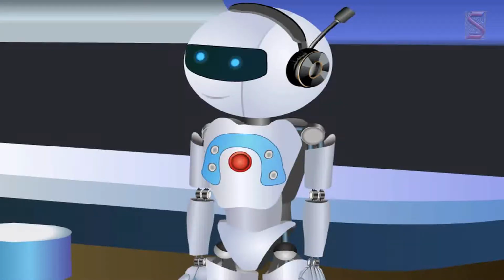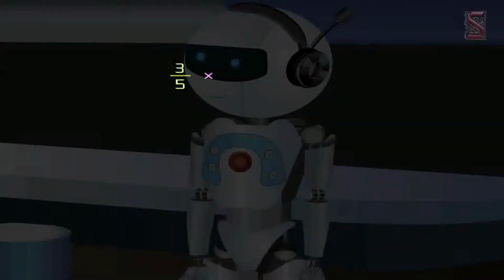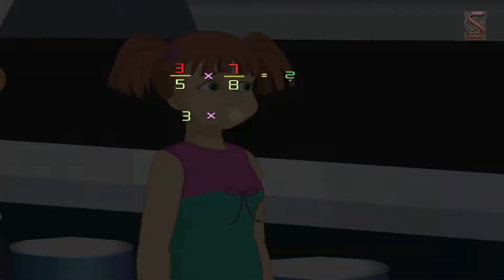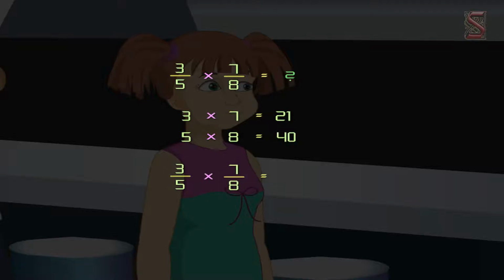Here are some more examples of how to solve when a fraction is multiplied with another fraction. What is 3 by 5 into 7 by 8? Multiplying the numerators separately, that is 3 into 7, we get 21. Multiplying the denominators separately, 5 into 8, we get 40. Hence, 3 by 5 multiplied by 7 by 8 equals 21 by 40.